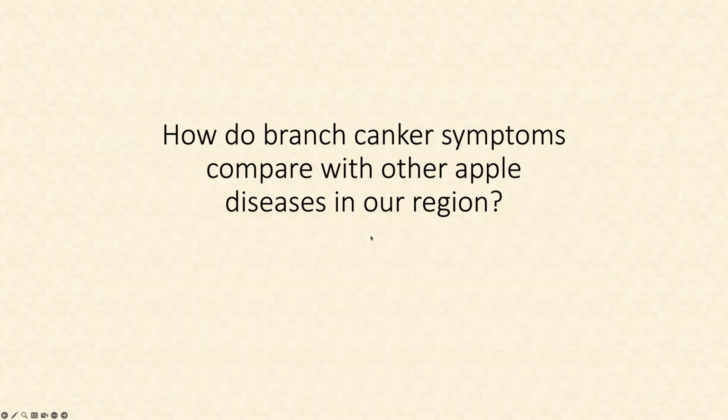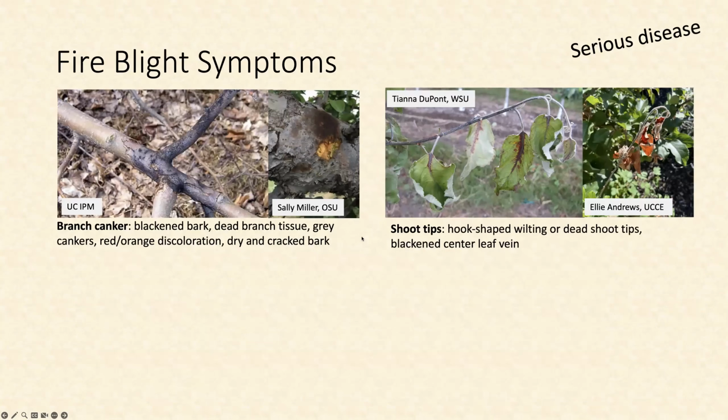So one great question that I got in the registration survey for this event was, how do branch canker symptoms compare with other apple diseases that we might see? So I have this one slide about fire blight briefly. I just want to put this in here to compare symptoms. And as someone mentioned in the chat, that black canker does look reminiscent of the branch canker that we've been talking about. However, fire blight is bacteria and it's a completely different pathogen. It spreads much more quickly. So how do we start to distinguish, just using visual symptoms?